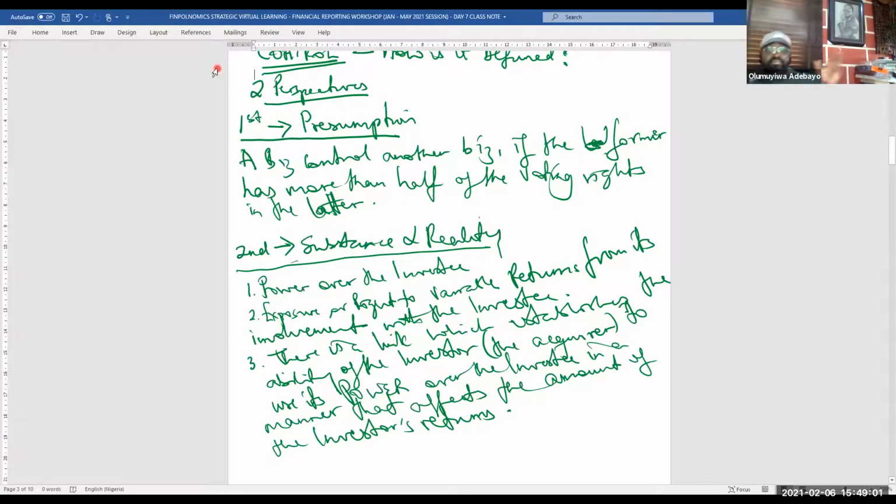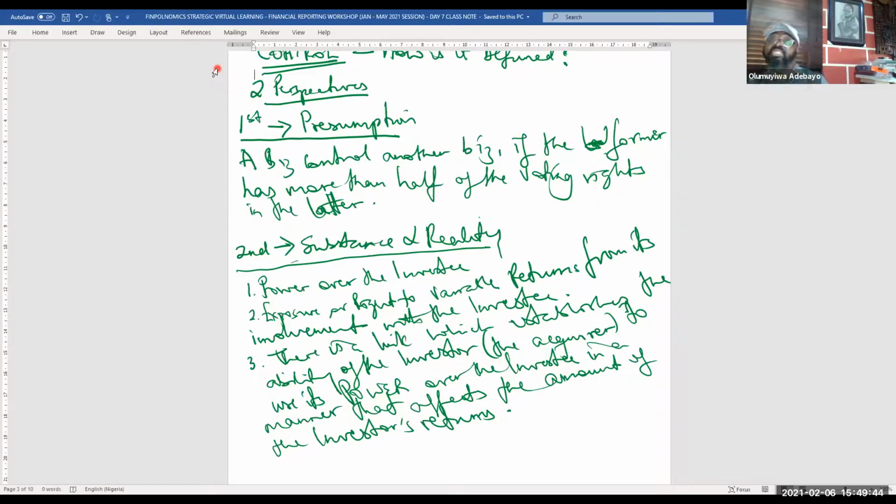Now, I'll break it down. Three things are key in establishing whether control exists. One, is there power present? For you to say you have control, you must have power. Now, do you have that power over the investee as an investor? That's the first one. The second one is, apart from having that power, does that power bestow on you the exposure or right to the variable return?